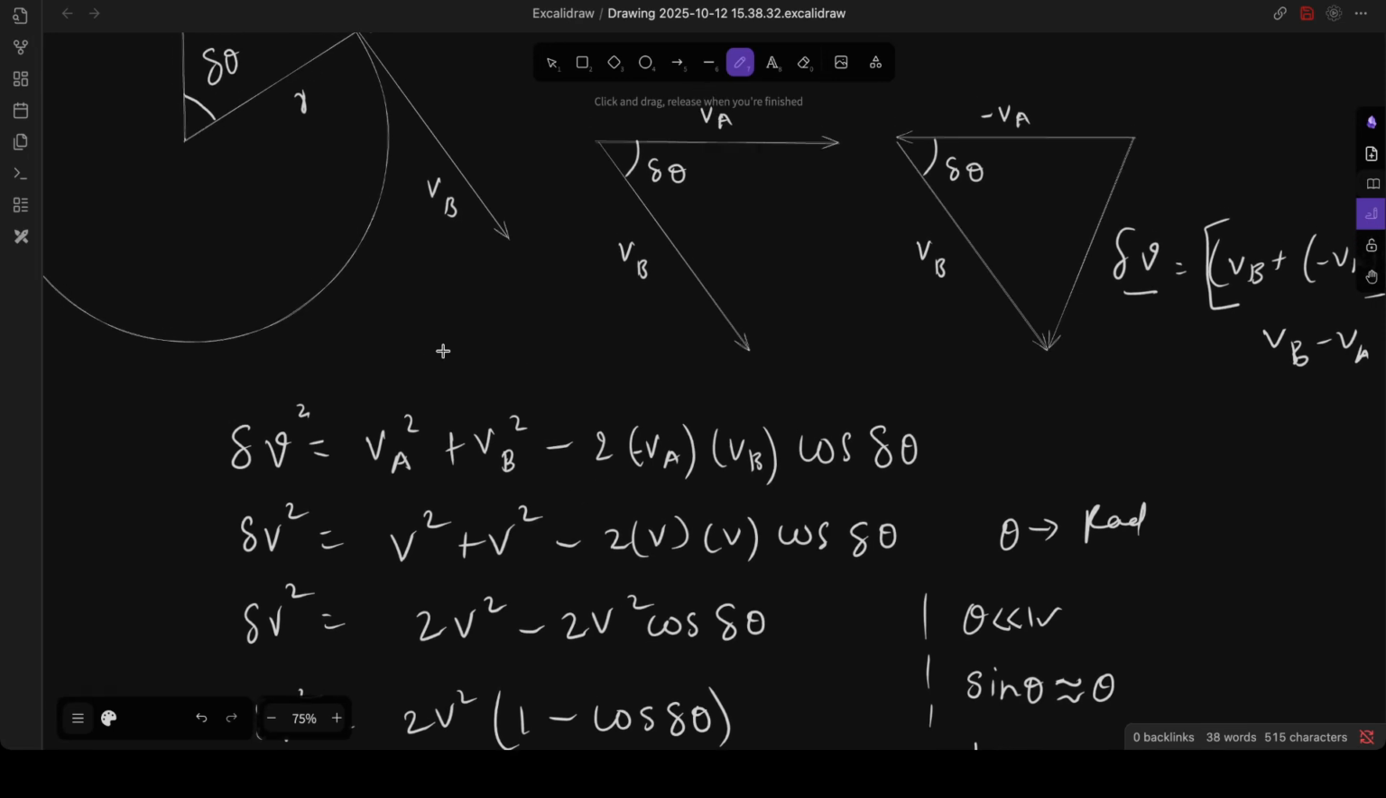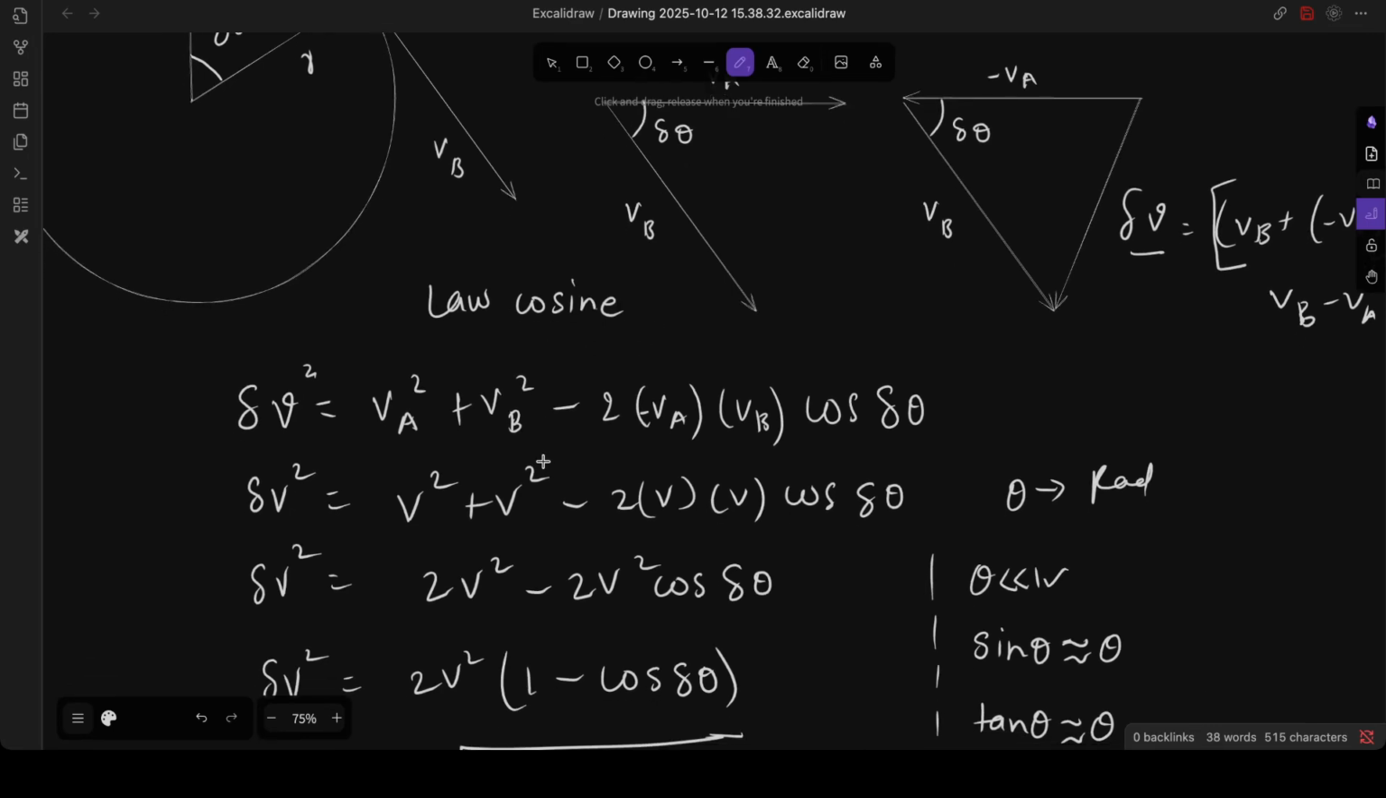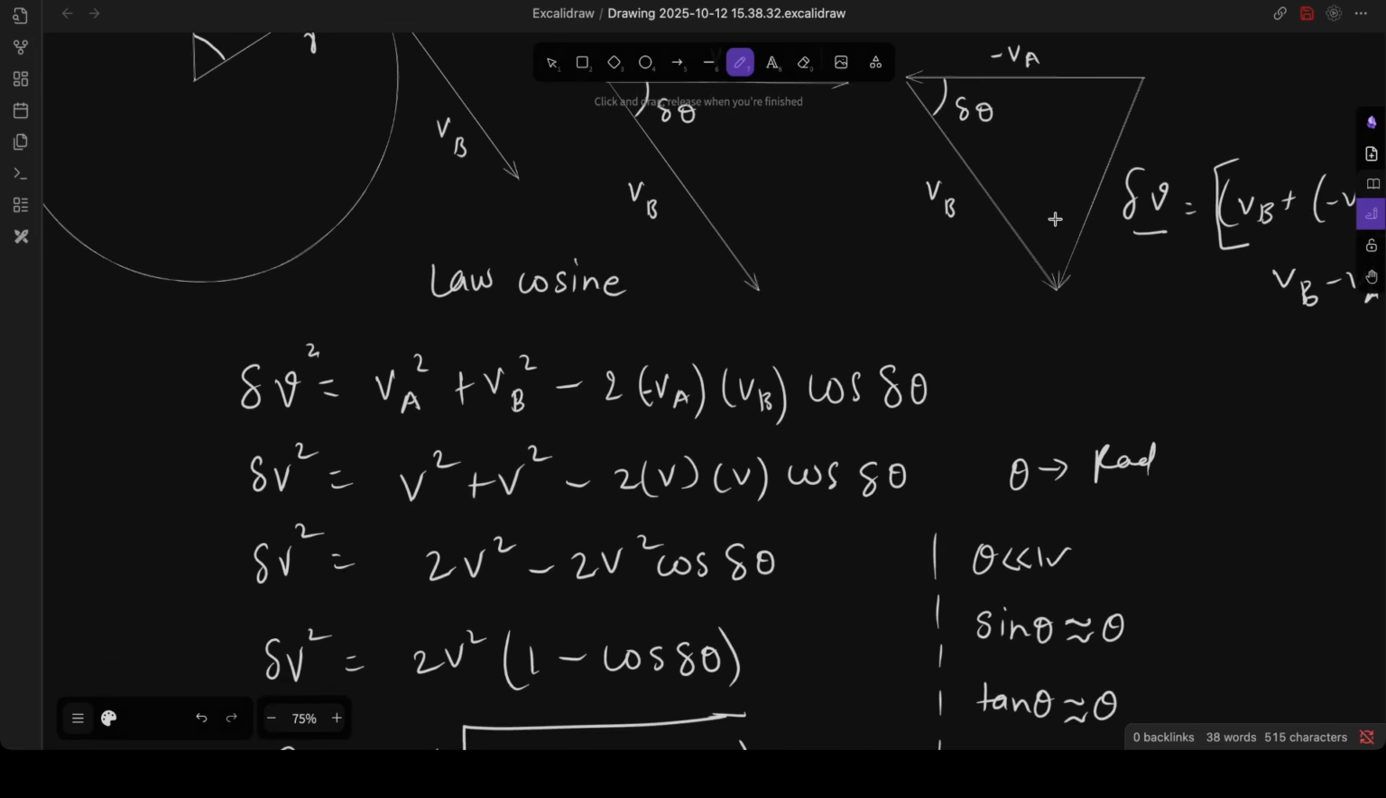Now to figure out delta V, I use algebra. I use the law of cosine. Let me write that again, because you will find this PDF attached to the video at the bottom, so you can always take the notes from the PDF. So I use the law of cosine in this triangle and I solve it. Delta V square is equal to VA square plus VB square minus 2 times negative VA VB cos theta.